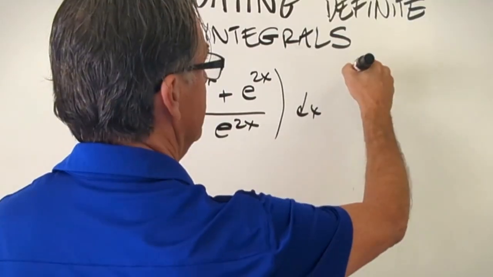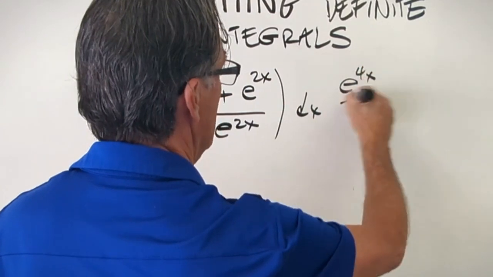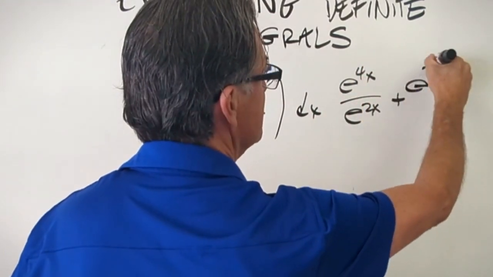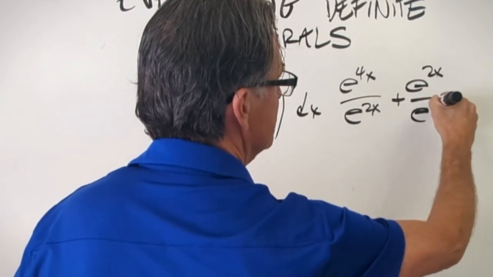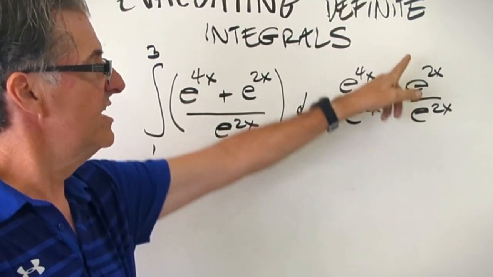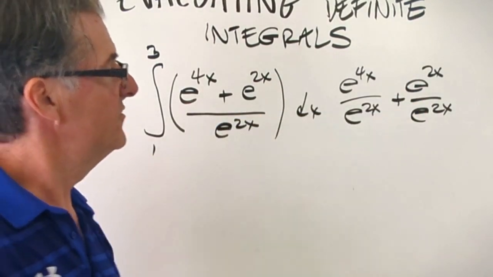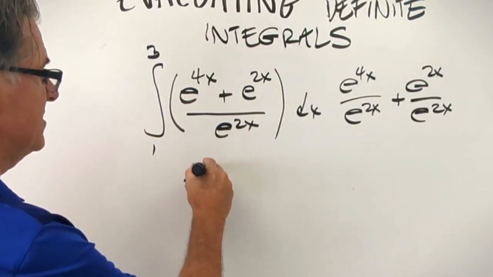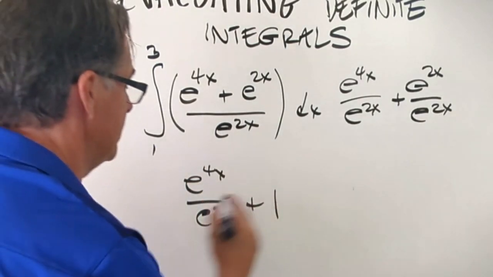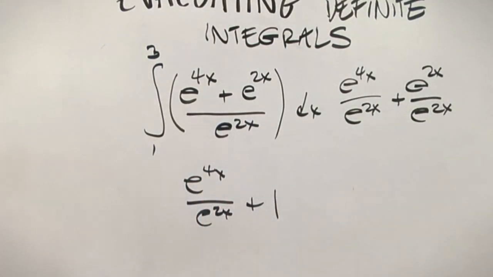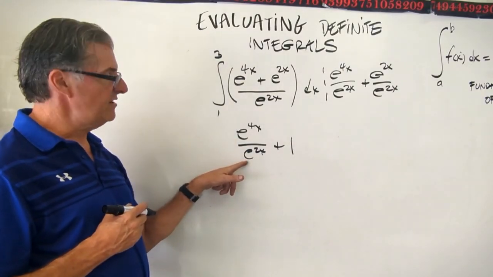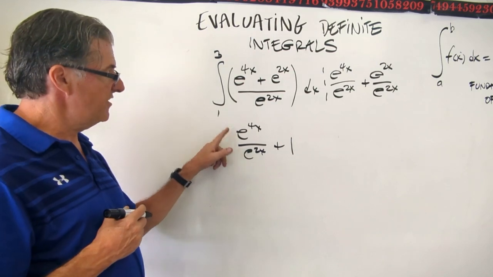We're going to get e to the 4x over e to the 2x plus e to the 2x over e to the 2x. That's what this is. We just broke it out into two fractions. This becomes 1. So now we have e to the 4x over e to the 2x plus 1. That's much more simple. So what can we do here? How can we simplify this on down? Here's one thing to recognize.